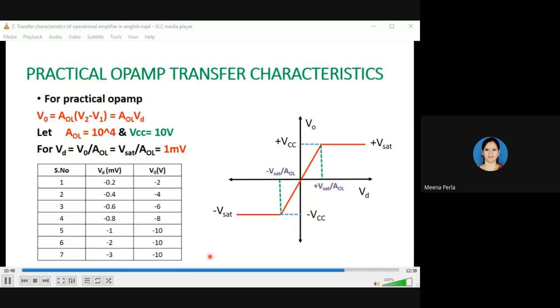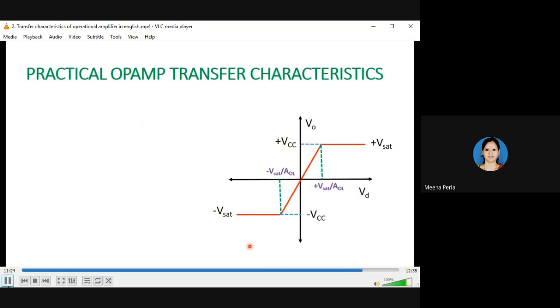So let us see the negative values. Here also we can see that from minus 0.2 millivolt to minus 1 millivolt, the output voltage is increasing linearly with the input voltage Vd, and after minus 1 millivolt, that is for minus 2 millivolt and minus 3 millivolt, the output voltage is constant, that is equal to 10 volt. So using both these tables, we can draw these characteristics. So you understood the transfer characteristics.